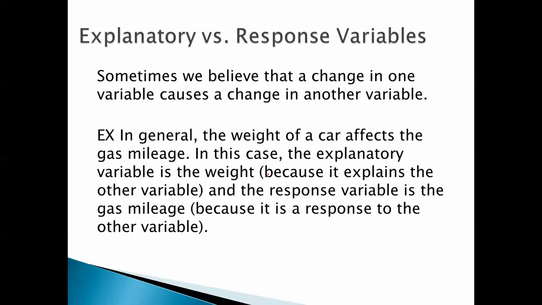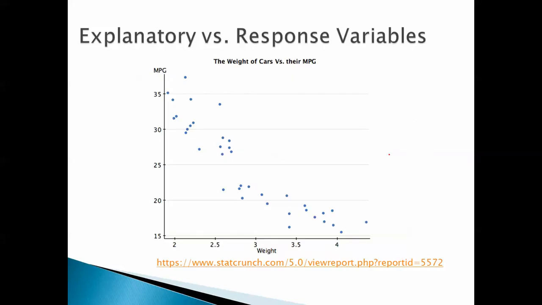In this case, the explanatory variable is the weight because it explains the other variable. In other words, the weight explains the gas mileage. And the response variable is the gas mileage because it is a response to the other variable.